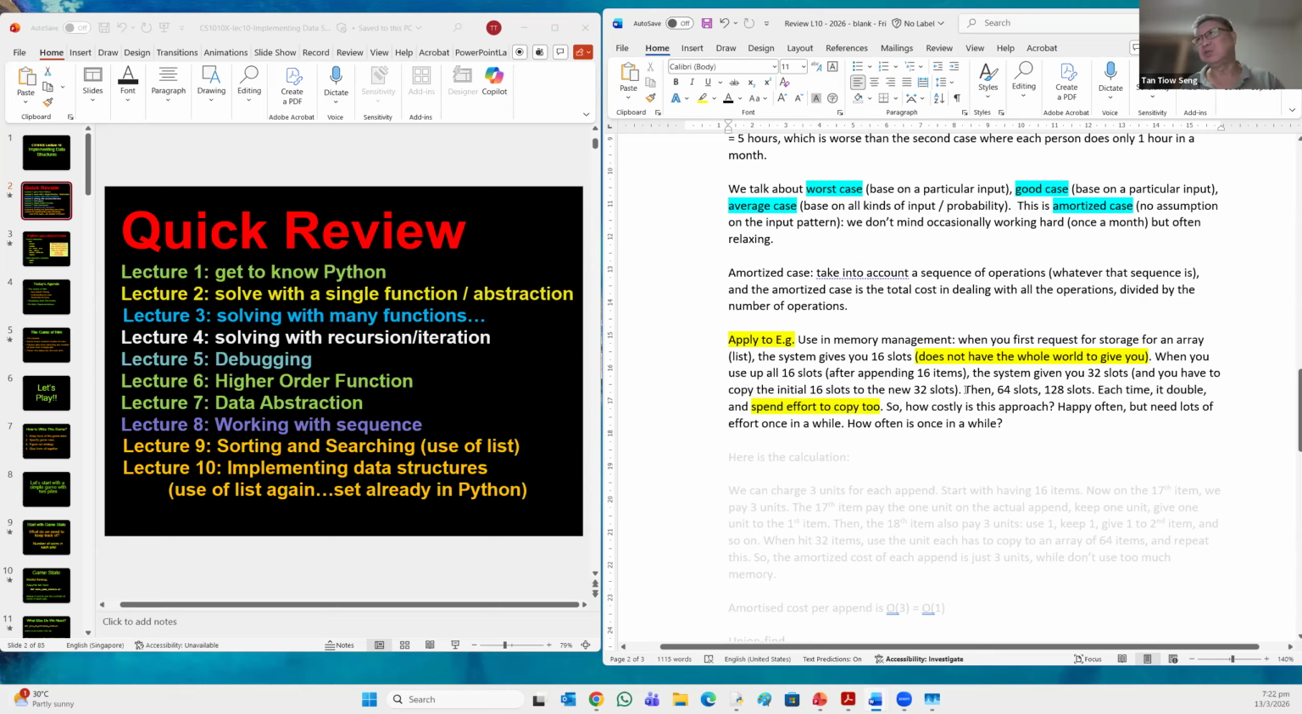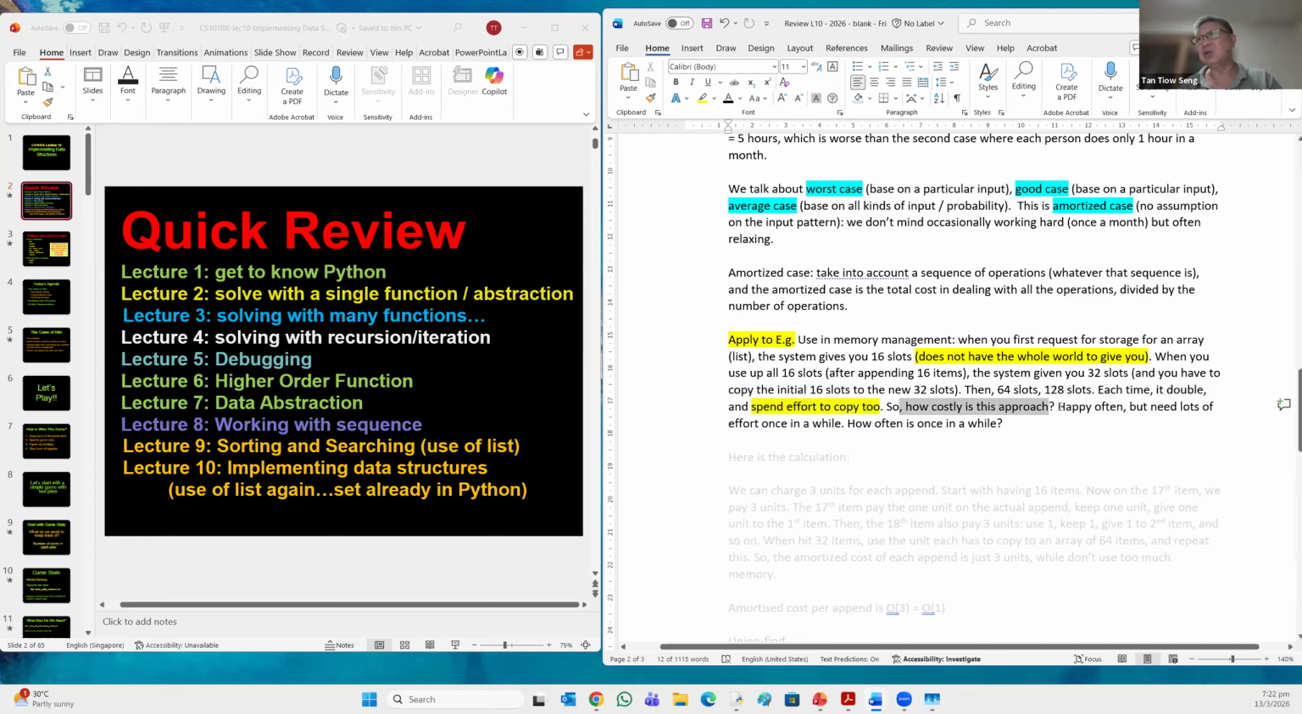The system will give you 64 slots. And when the 64 slots are used up, then it will give you 128 slots. Each time you double it and then spend effort to copy it too. You need to copy. Well, we assume you copy it. If you don't copy, then you're happy. But you do have to copy sometime if the memory is not contiguous.